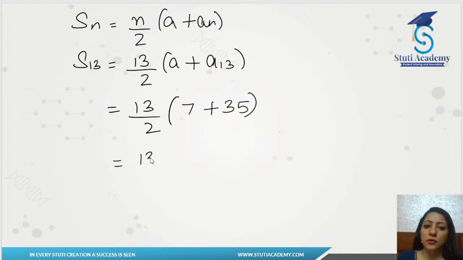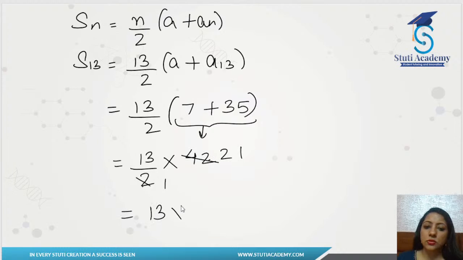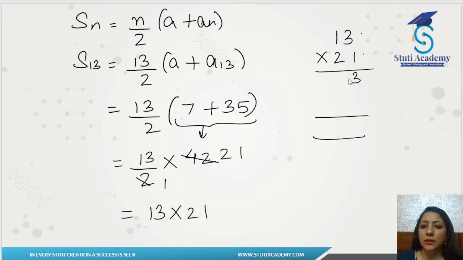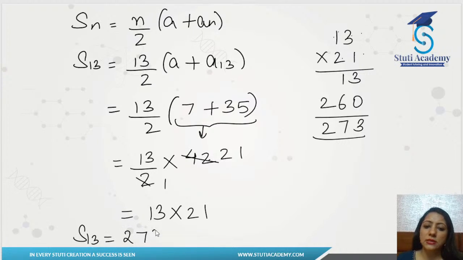So now we have 13 by 2 into, this can be written as 42. So now this 2 and 42 will get cancelled and I'm going to have here 21. So 13 into 21. Let's solve for 13 into 21. We are going to get 1 into 3, that is 3. 1 into 1, that's 1 again. And we can take the 0 here. 2 into 3 is 6. 2 into 1 is 2. So we'll get 3 here, 7 and 2. So finally here S13 is 273.